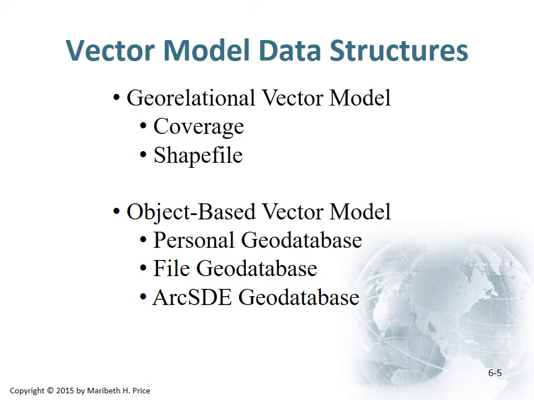We can further break down the vector data model into these two major approaches: georelational vector data model and object-based vector data model. Georelational are the older versions. Coverages and shapefiles are typical ones that you will encounter in work today. Object-based would be things stored within geodatabases, whether they're personal or file geodatabases or server-based ArcSDE geodatabases.